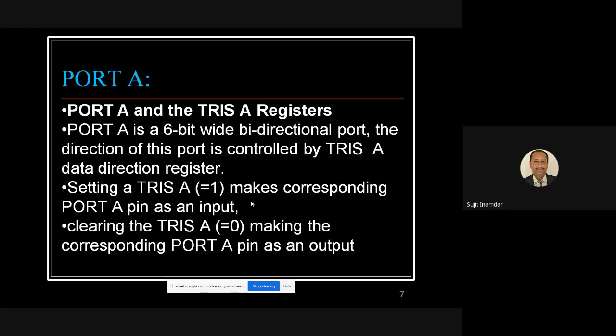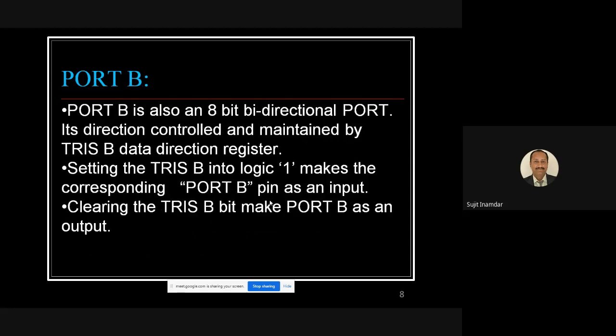At the same time, TRIS-A is equal to 0, making all the pins work as output. So this is about port A. Similarly for port B, the size is 8-bit, 8-bit bidirectional. Setting TRIS-B is the same. जर 1 गेलं तर इनपुट, 0 केलं तर आउटपुट.